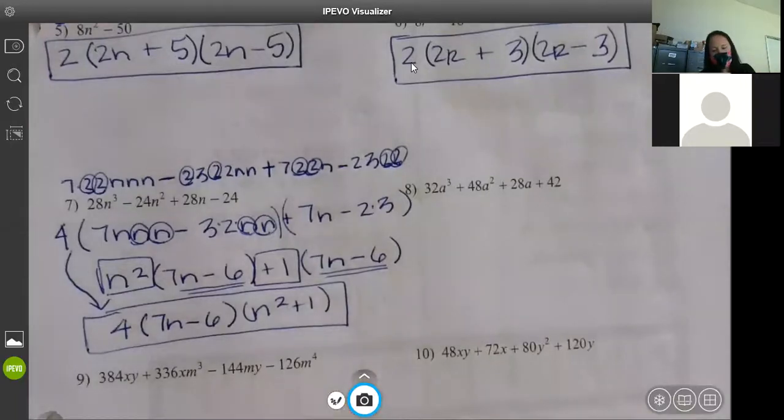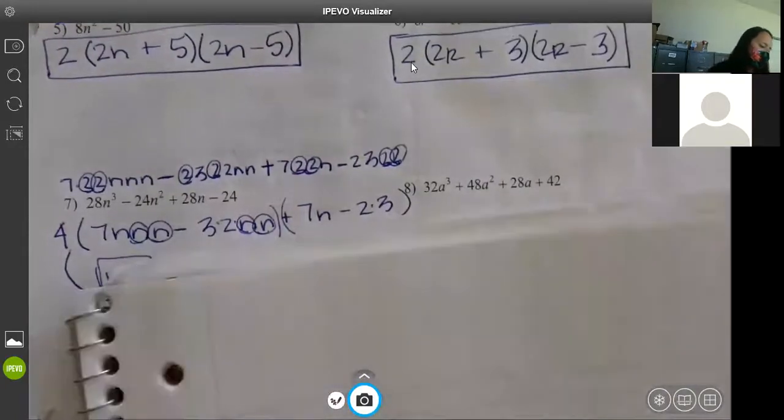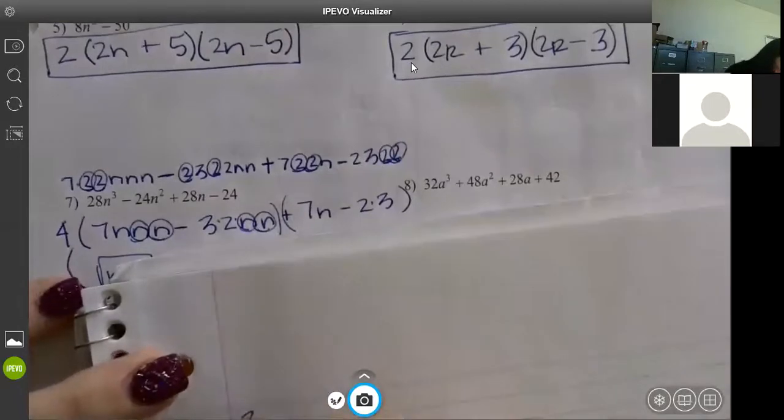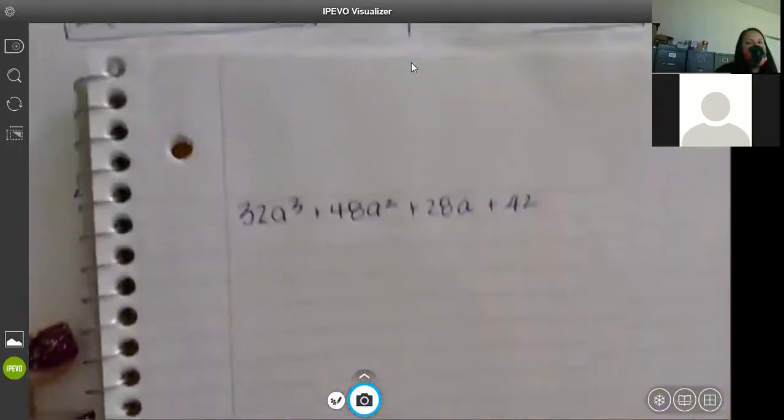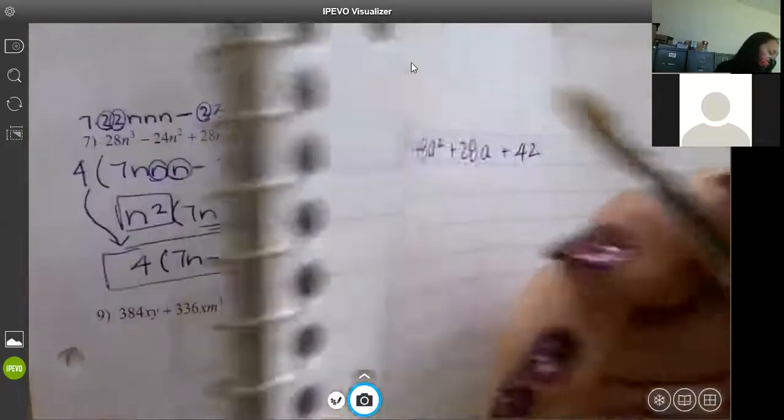All right. I'm going to do number 8 on a separate sheet of paper, just so I can write it down and make it a little bit bigger for you guys. 32a cubed plus 48a squared plus 28a plus 42. Again, this is number 8.